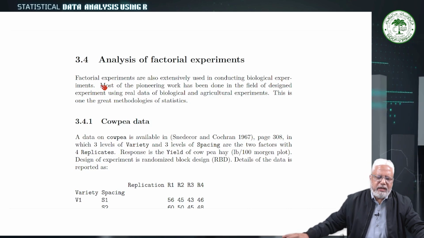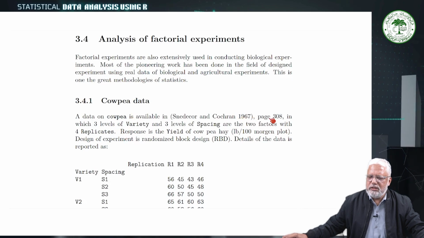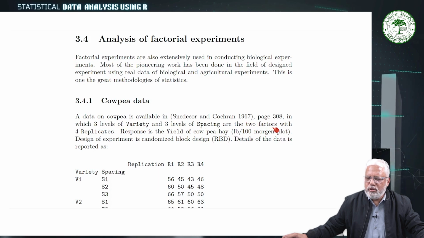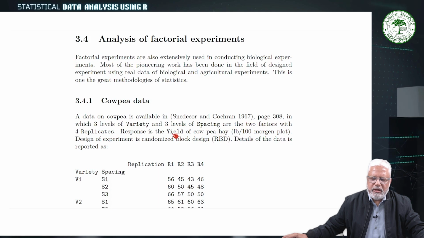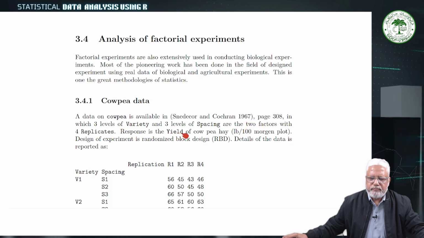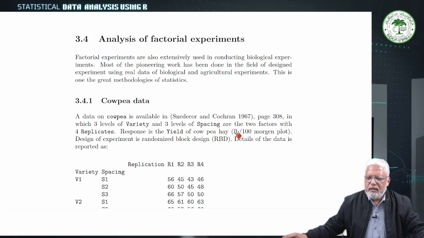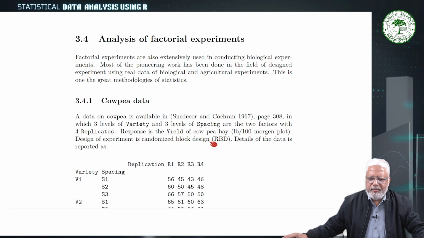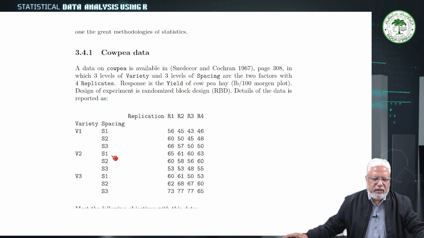Now the cowpea data, again available in Snedecor and Cochran, 1967, page 308, in which 3 levels of variety and 3 levels of spacing are the 2 factors with 4 replicates. The response is yield, cowpea hay, lb per 100 square foot plot. The design of experiment is a randomized block design. Details of the data are reported as follows.